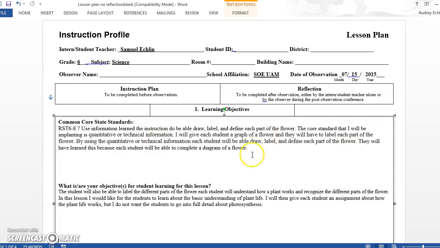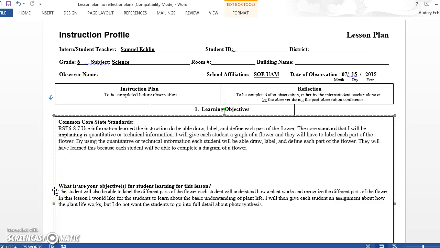The core standard I will be implementing is quantitative or technology information. I will give each student a graph of a flower and then have them label each part of the flower. By using the quantitative or technology information, each student will be able to draw, label, and define each part of the flower. They will have learned this because each student will be able to complete the diagram of the flower.